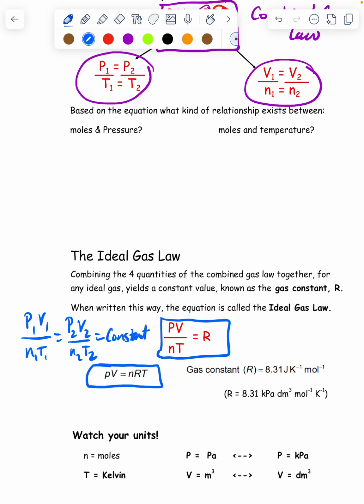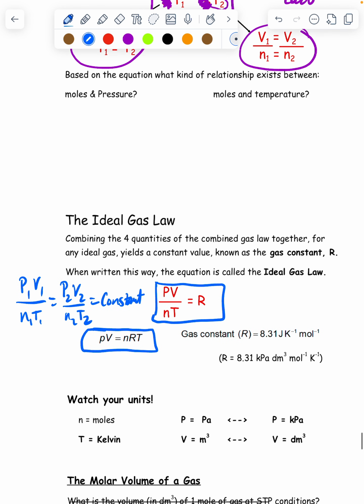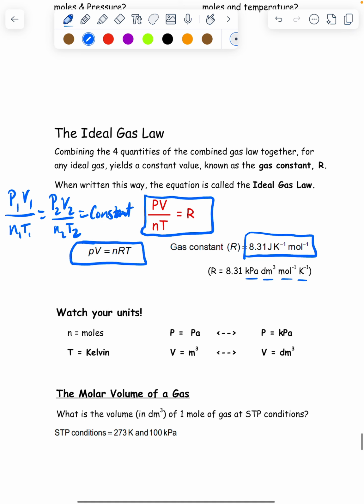This is how we usually write the ideal gas law. PV equals nRT. P stands for pressure, V stands for volume, n for moles, T for temperature in Kelvin, and R is the gas constant, which equals 8.31 joules per Kelvin per mole, or it has the units of pressure, volume, moles, and Kelvin. That equation is very nice because if we know 3 values about a gas, like its pressure, volume, and temperature, we can work out what the moles must be. Or if we know the moles and the temperature and the pressure, we can work out what the volume must be. So it allows you to solve for other values about a gas.